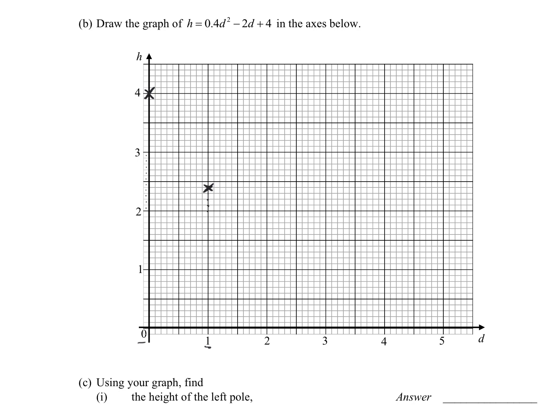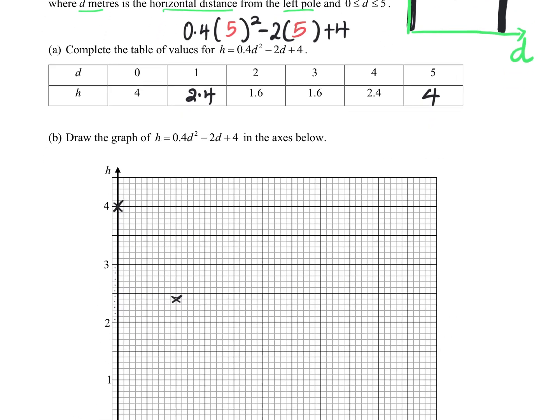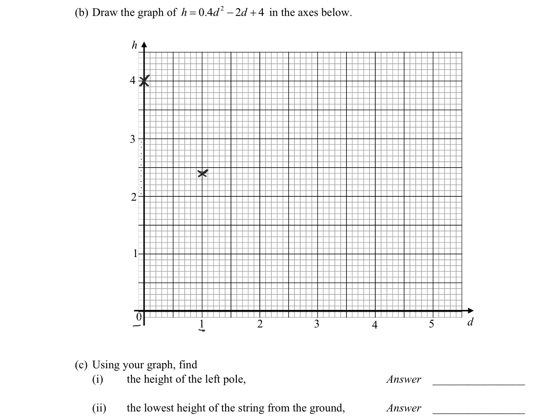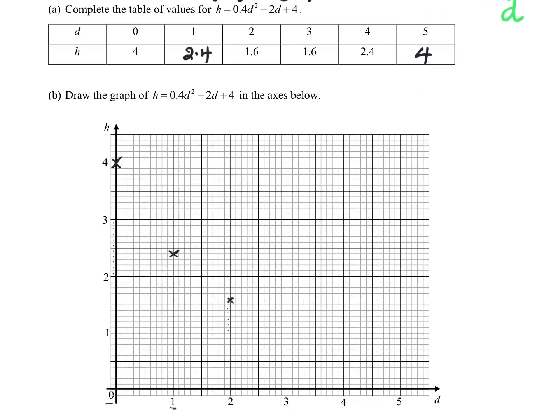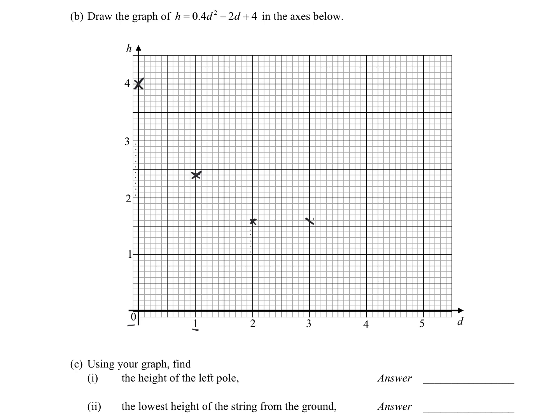Put a cross. Okay, I'll just erase this a little bit. Then next one, 2, 1.6. 2 is at 1.6: 1.1, 1.2, 1.3, 1.4, 1.5, 1.6 over here. Then 3 is also at 1.6. What do you notice? 3 is also at 1.6, and 2 is also at 1.6. These two values over here have the same y value.